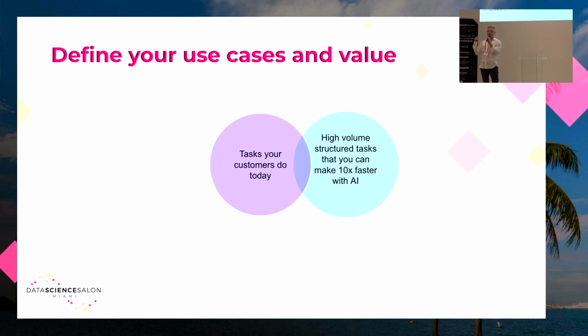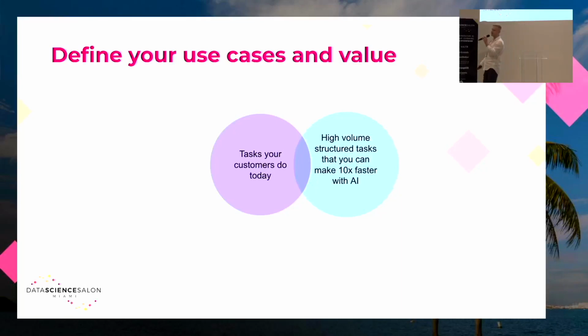And I'm calling it 10x here. It should feel at least an order of magnitude faster than any existing workflows that your customers have today, because they need a reason to switch. And also, it should ideally be a high volume task, right? If it's something that your customers do sporadically and you make it faster, it's kind of nice, but it's going to be a very constrained use case. You want to find something very repetitive, very high volume.